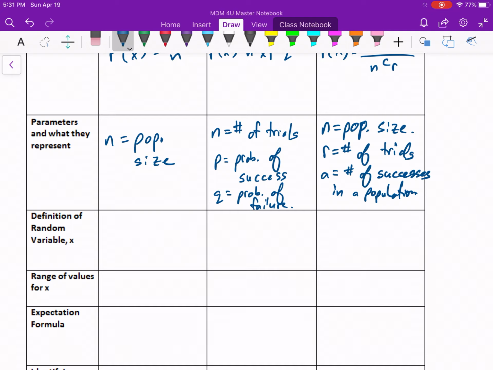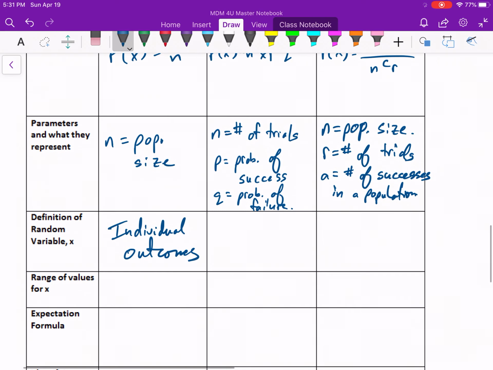The definition of the random variable. What is a random variable representing? Well, in a uniform distribution, the random variable is the individual outcomes. Whereas for both binomial and hypergeometric, they are the number of successes.